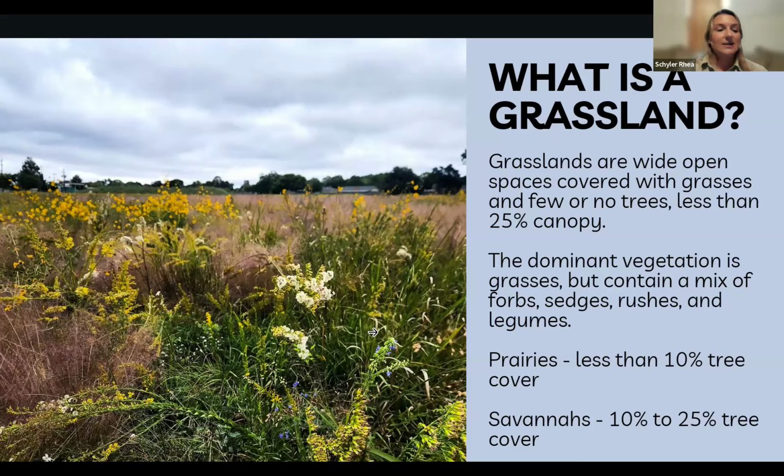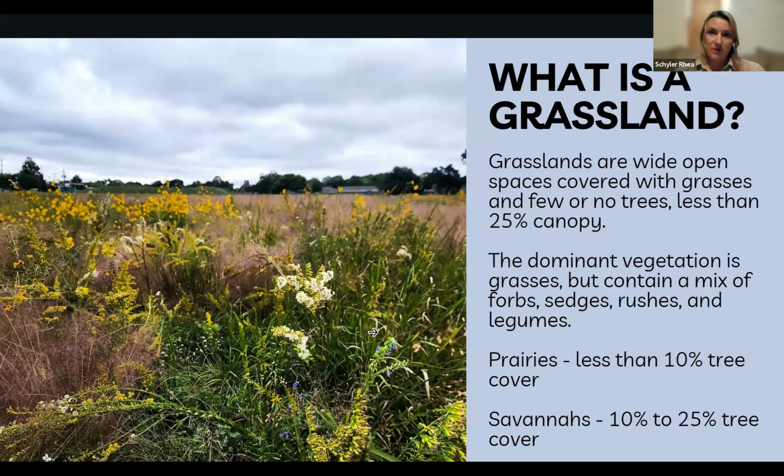So one thing about grasslands is they are very diverse. You can have hundreds of species of different plants that inhabit them. Also, a unique array of animals actually use grasslands for habitat, including pollinators, which is very important.